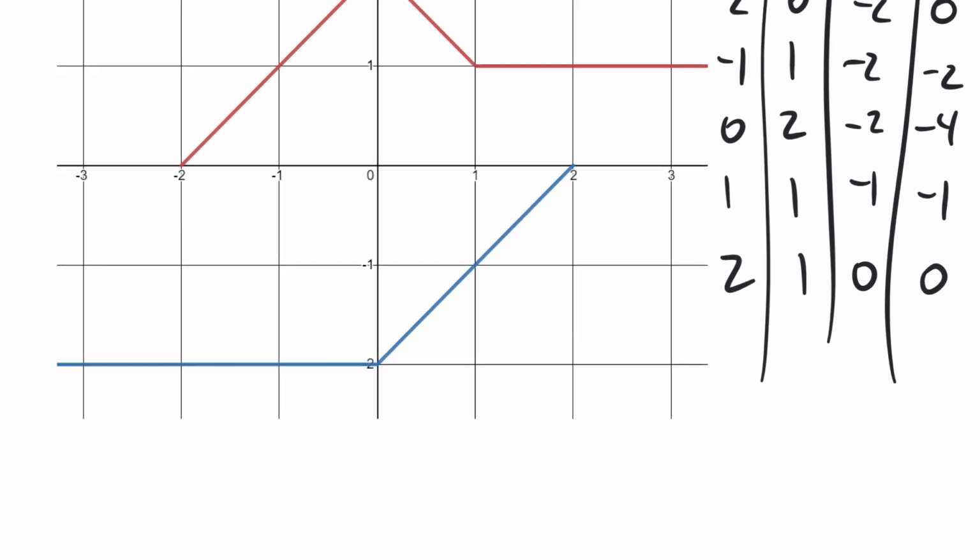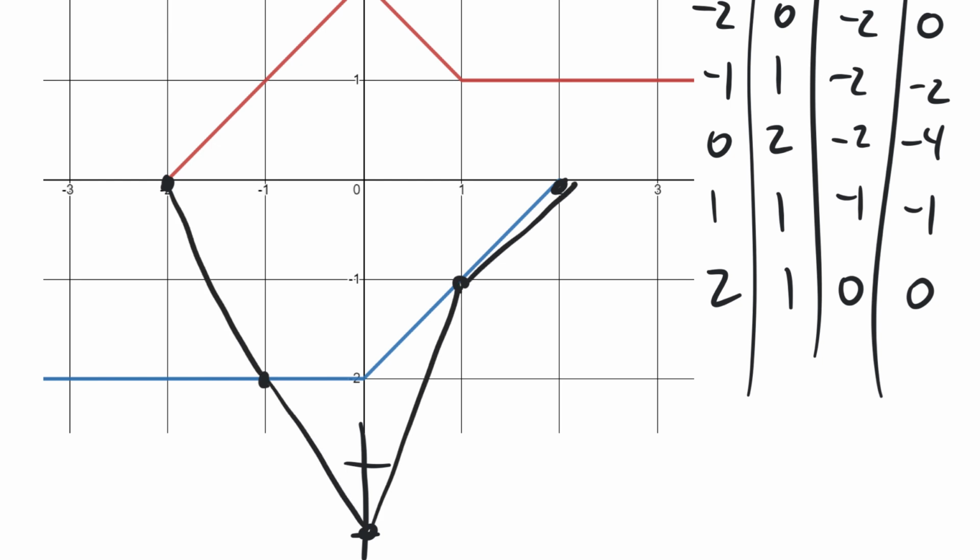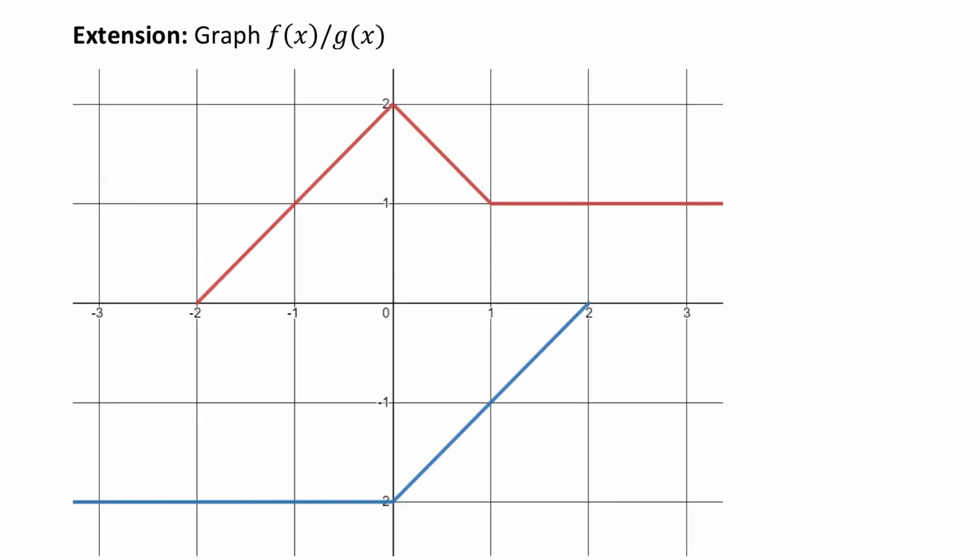So if we move this up a little bit here, we're going to have (-2, 0), (-1, -2), (0, -4), (1, -1), and (2, 0). So here's our graph, something like this. All right. Now one more for good measure.